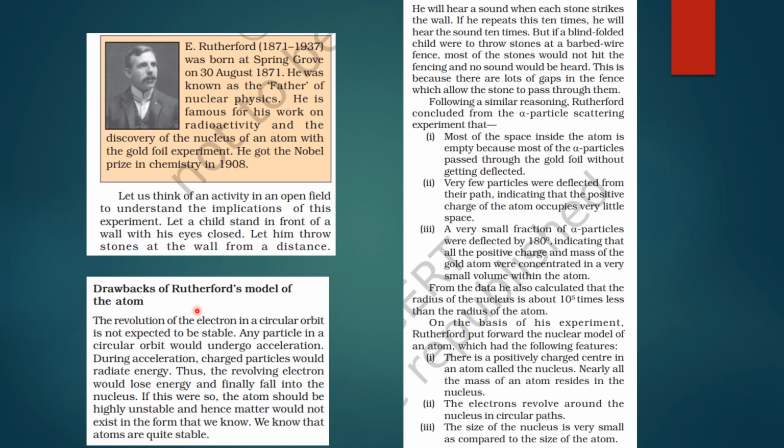Then there were some drawbacks of the Rutherford's model of an atom. Let's see that. See, revolution of the electron in a circular orbit is not expected to be stable. ठीक है? Any particle in a circular orbit will undergo acceleration और उसकी वजह से charged particles will radiate energy. Okay. So revolving electron क्या करेगा? It will lose energy and finally fall into the nucleus. अगर ऐसा होता तो atom will be highly unstable or matter will not exist in the form that we know. ठीक है? But we know that atoms stable होते हैं. So this is the point which Rutherford's model was not able to explain, right?